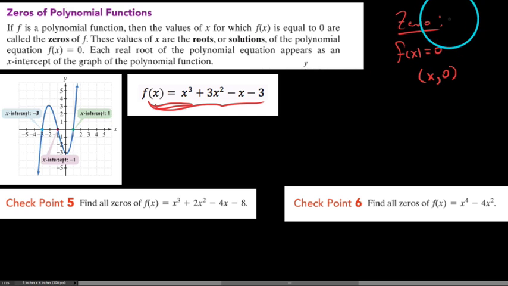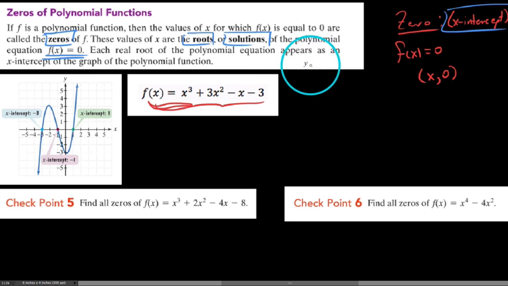And so we're going to give a zero another name. The first thing we're going to do is refer to a zero as an x-intercept because it's going to make our lives a whole lot easier. As a matter of fact, we're going to give it some other names here. So if you've got a highlighter, let's do this. We say a zero is the same thing as an x-intercept. We say these values of x are the roots or solutions of the polynomial equation f of x equals 0. So zeros are the same things as roots, as solutions, as x-intercepts. Each real root of the polynomial equation appears as an x-intercept on the graph of the polynomial function.